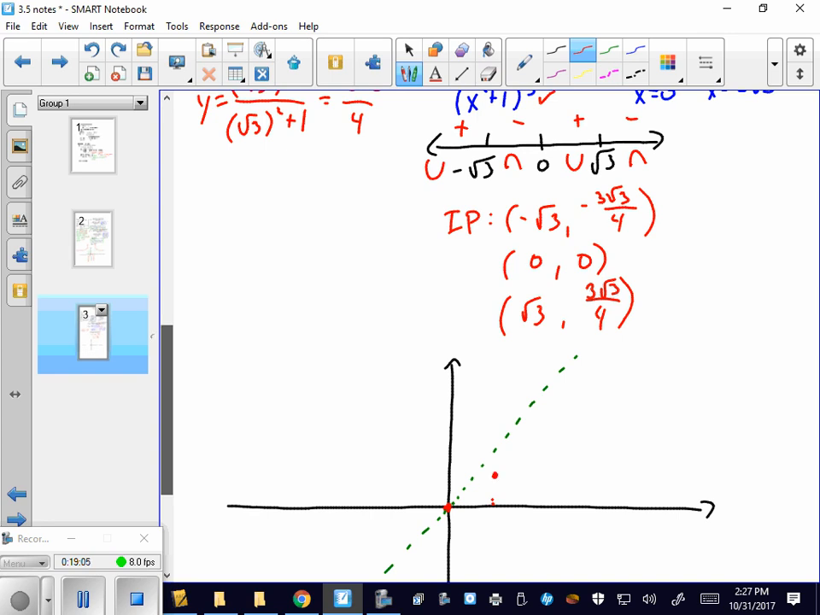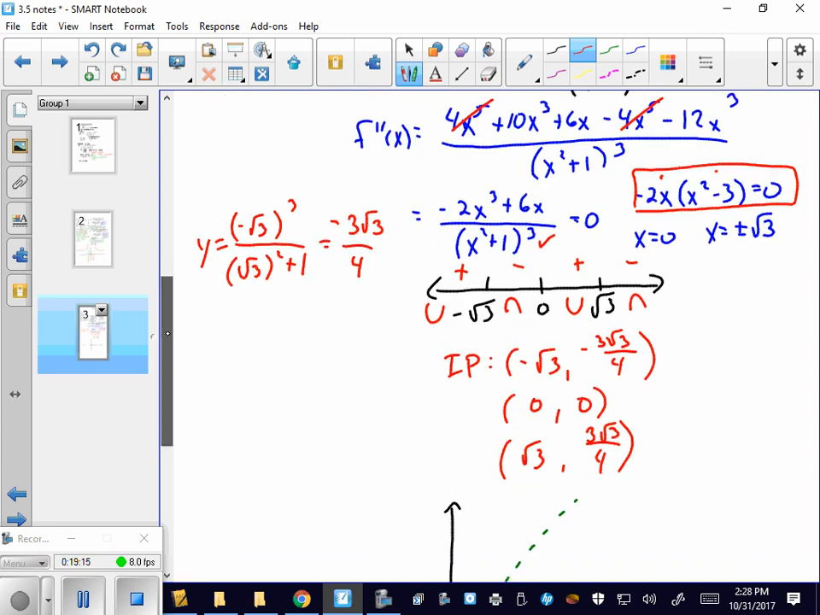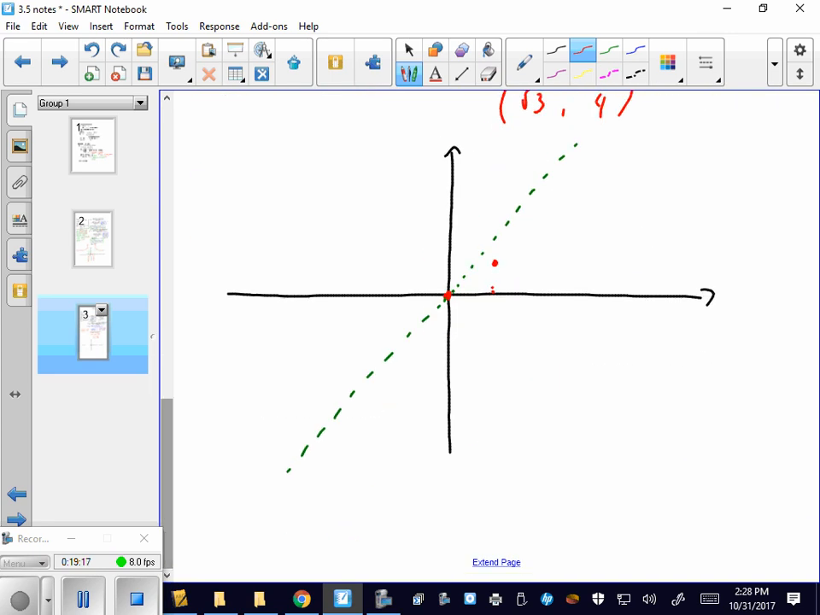It's going to be below the slant asymptote. That's my first inflection point. The second one should be the mirror image of it. It's going to be negative. Let me move this up so I can actually try and draw it. Negative root 3, negative whatever that value was. It should be right about here, the exact opposite. And that's just using some estimation techniques.